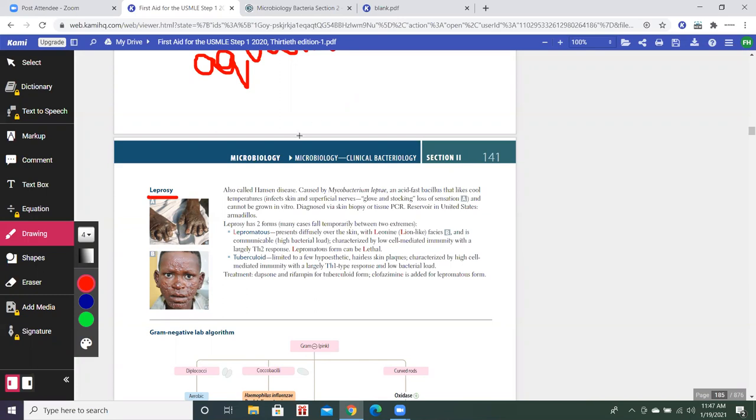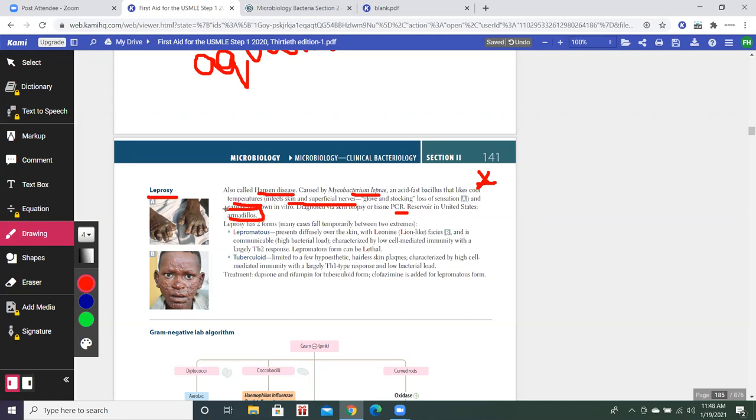Okay. Leprosy is also called Hansen disease. It is caused by Mycobacterium leprae, which is an acid-fast bacilli that likes cool temperatures. So that's why there is a very high yield question: why do these organisms colonize in the skin and superficial nerves? The answer is because they like to survive in cool temperatures, okay? They are diagnosed via skin biopsy or tissue PCR, and the reservoir in the United States is armadillos.